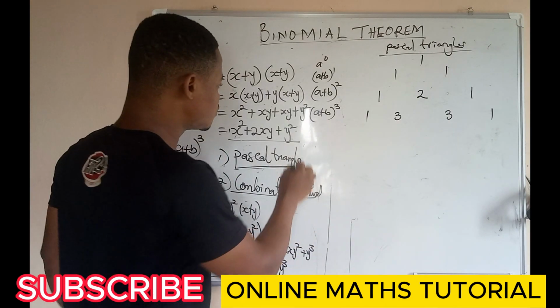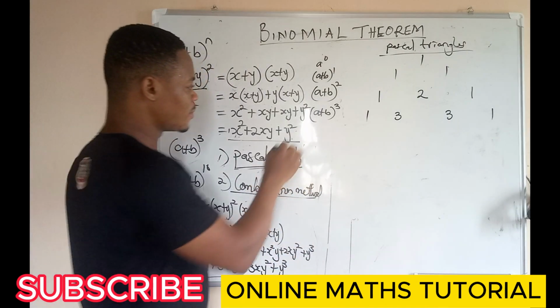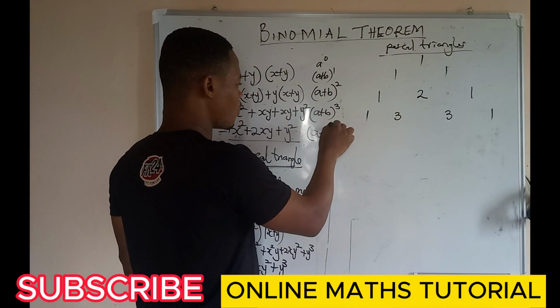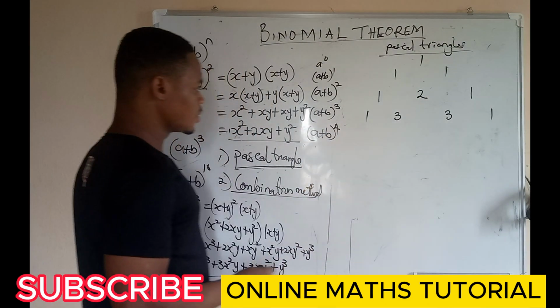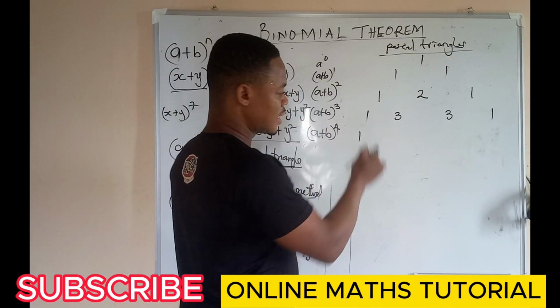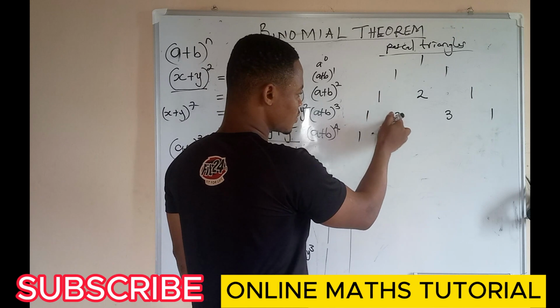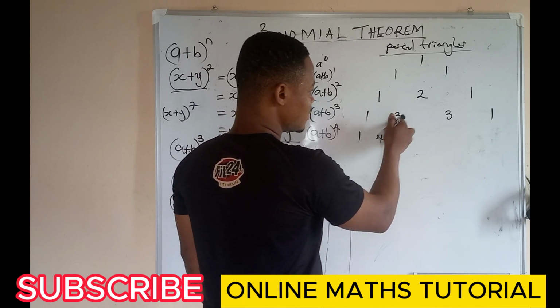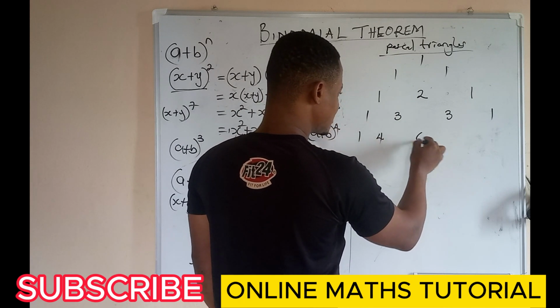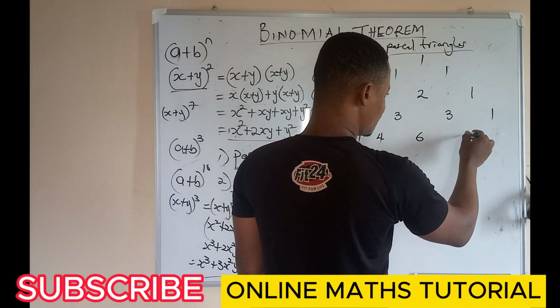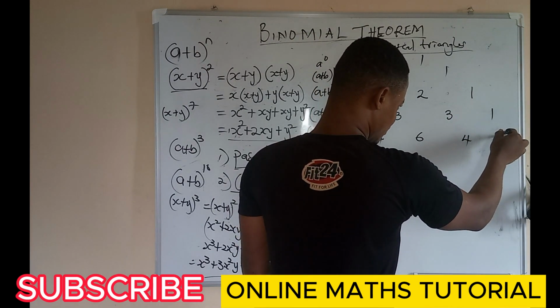So for you to get an expression in this form, a plus b raised to the power 4, what do you do? You start with 1. Add these 2. 1 plus 3 will give you 4. 3 plus 3 will give you 6. 3 plus 1 will give you 4. And you end with 1.